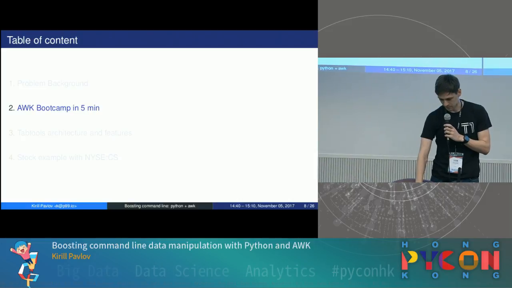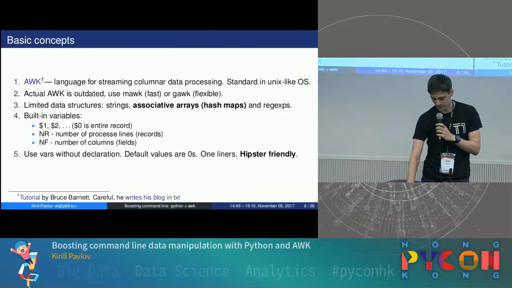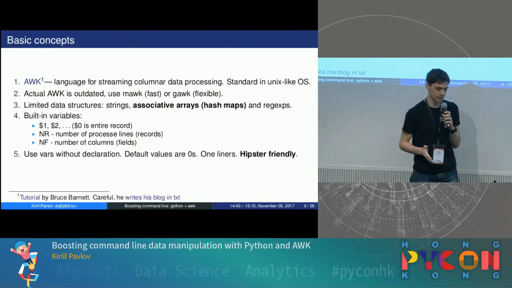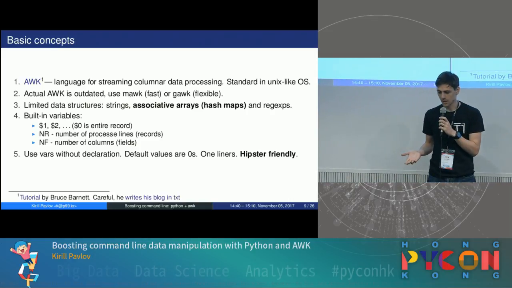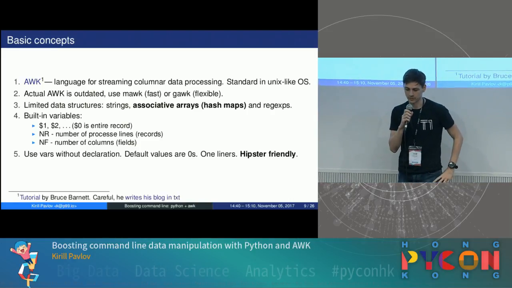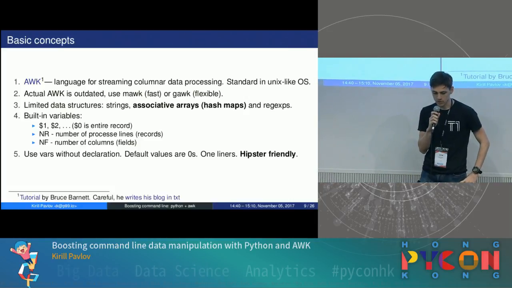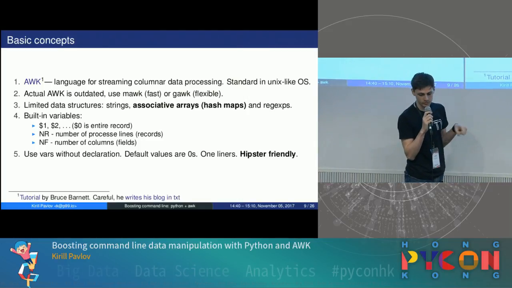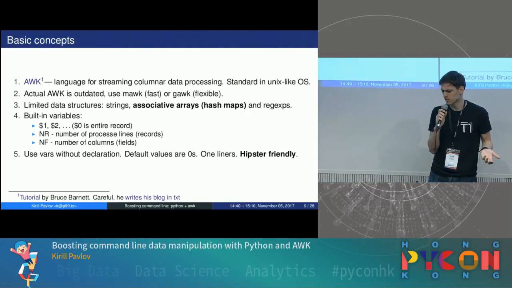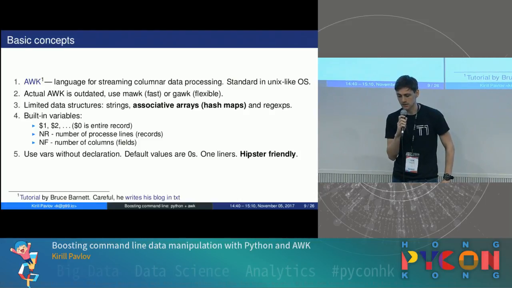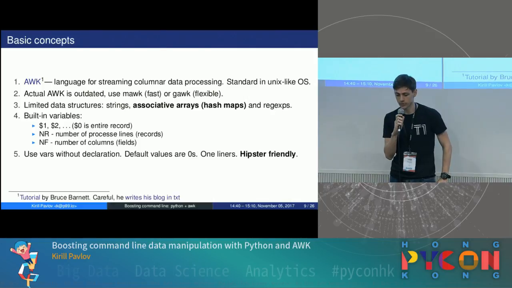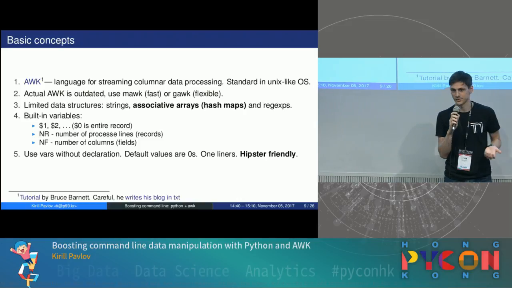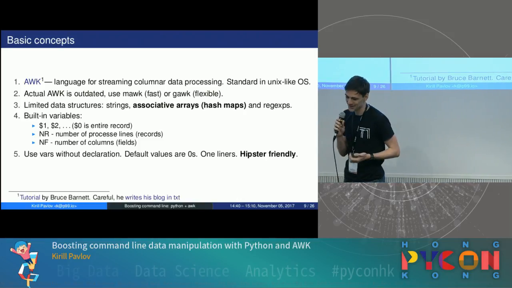Let me just have some intro into AWK. What is that? So basically, AWK is a language for streaming columnar data processing. So every single word here is important. There's streaming, there are columns, and there is data, right? And that's pretty much a standard tool for Unix-like OS. And the actual AWK is outdated, so every time I talk about AWK, I mean two things: either GAWK, the GNU version, or MAWK. The MAWK one is faster, while the GNU version is more flexible. They have a bit more functions. And basically, AWK is super simple, right? For those who've been to the JSON RPC talk yesterday, you could think that I like simplicity.